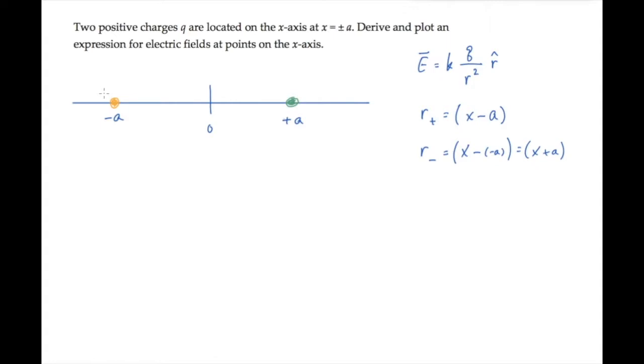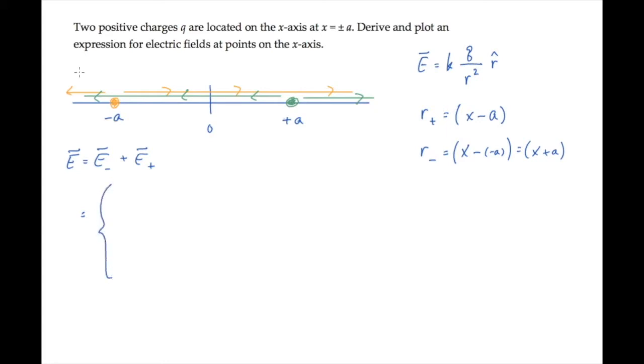Now let me sketch the electric fields. Both charges are positive, so the orange electric field points everywhere away from it, and the green electric field points everywhere away from the green charge. The net electric field is then the sum of the field from the orange charge plus the field from the green charge. We can see from the figure that there are three regions to be considered.